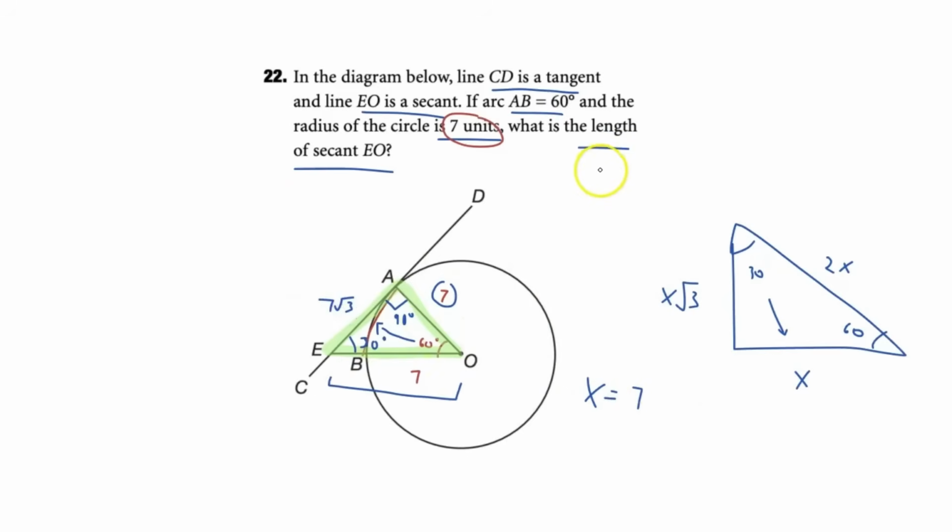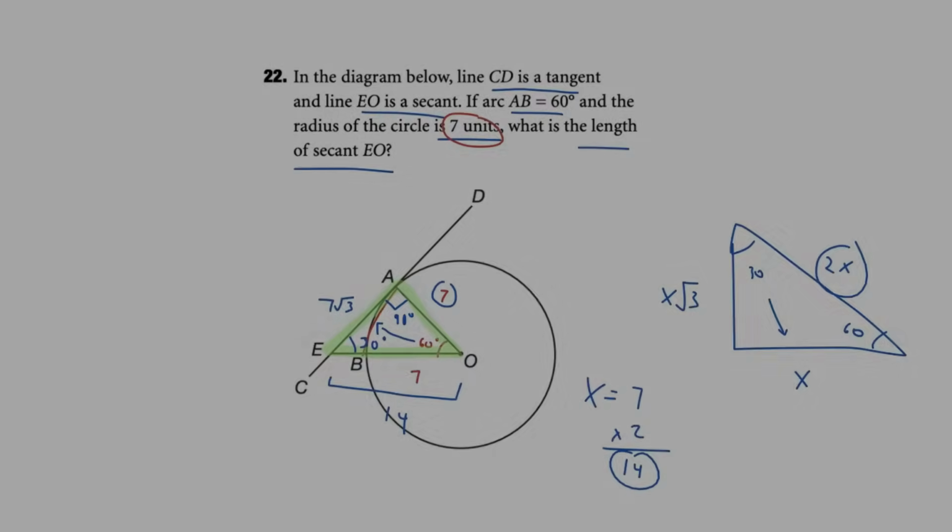But what we really care about is the length of secant EO. That is just double, 2x. So if we take double of 7, that's just 14 as our final value of secant EO. And that is the answer to this problem.